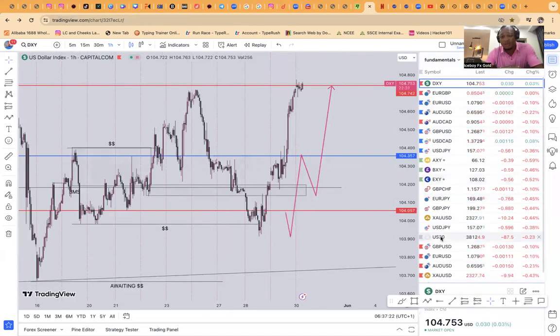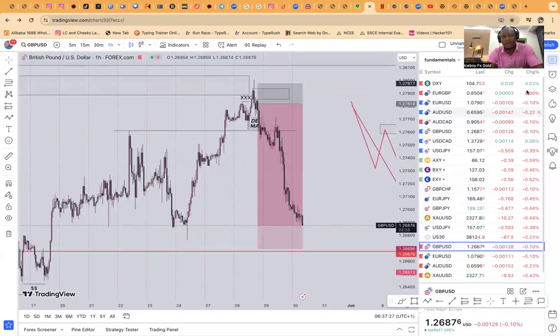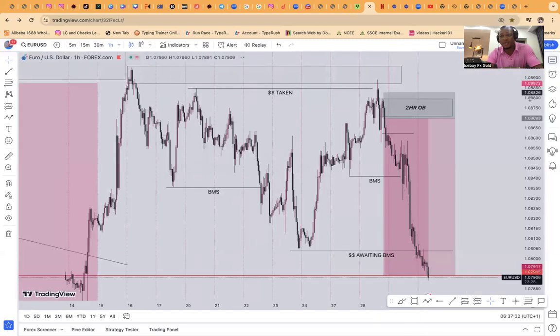Now, I will be going to the analysis we dropped on GU, and let's start from Euro USD, because I love the breakdown that I'll be dropping here on Euro USD.